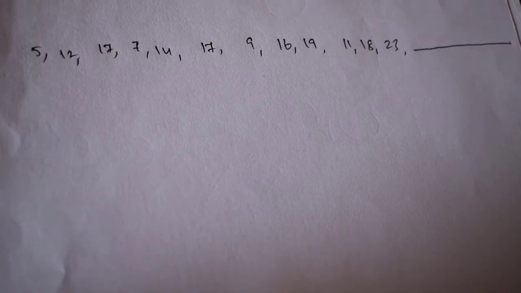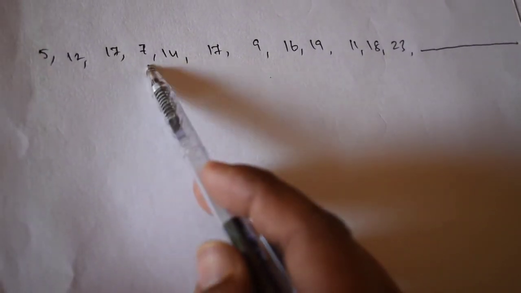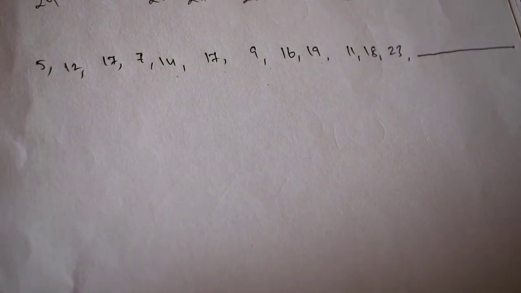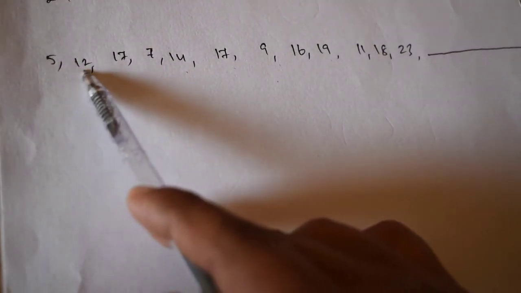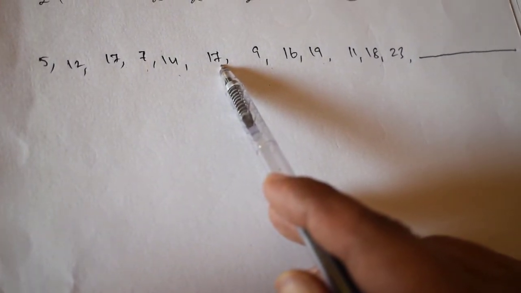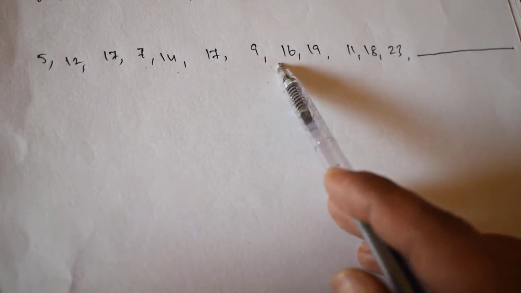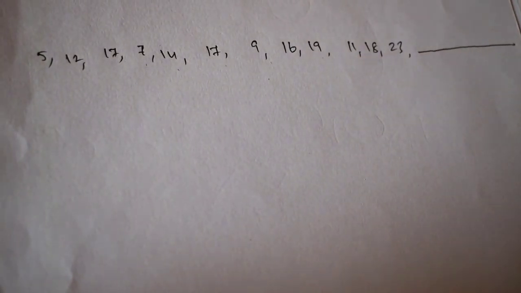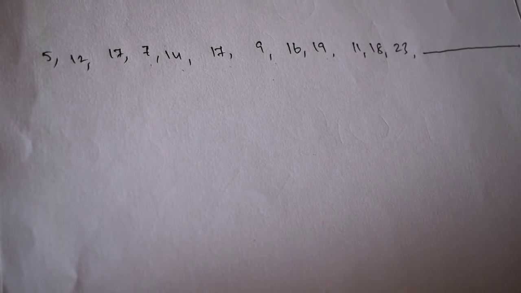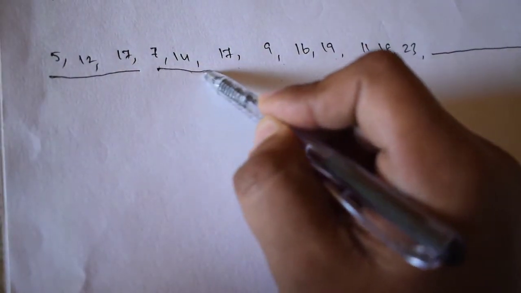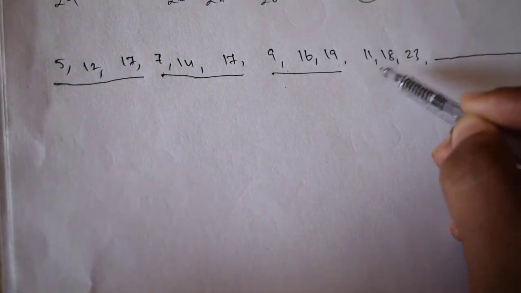Let's solve this example here. 5, 12, 17, 7, 14, 17, 9, 16, 9, 11, 18 and 23. You can see here after every 3 numbers the number is reducing. Then for 3 numbers it's growing. And after 3 numbers it's reducing. Then after 3 numbers it's again reducing and growing. So here you need to solve this in a tricky way: these 3 numbers have a similar pattern. Then these 3 numbers, these 3 numbers and these 3 numbers.